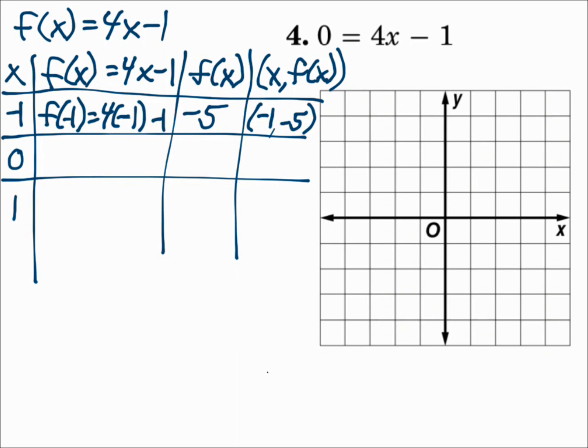When x is 0, find f of 0, which is 4 times 0 minus 1. 4 times 0 is 0. 0 minus 1 is negative 1. So you now have the point 0, negative 1.